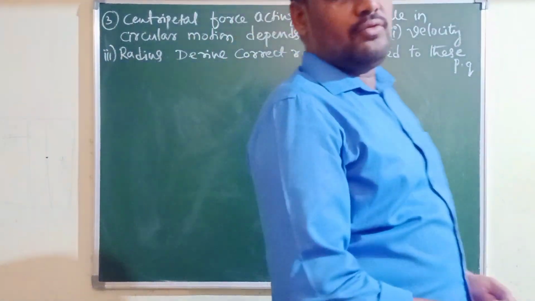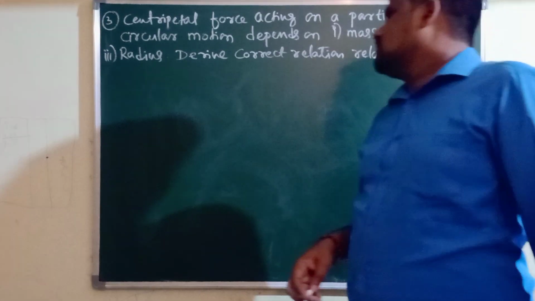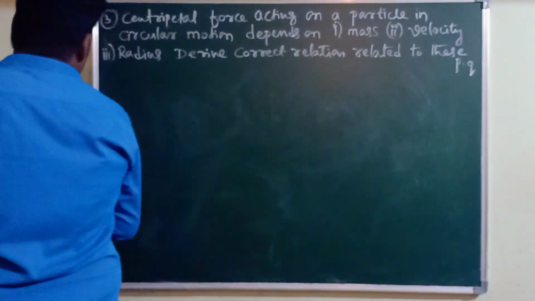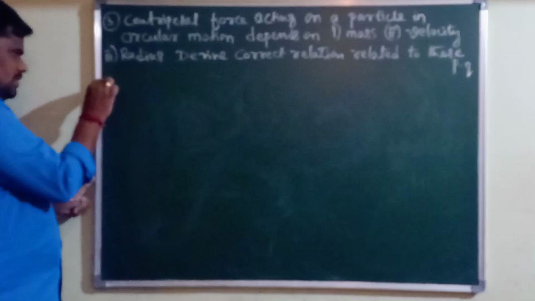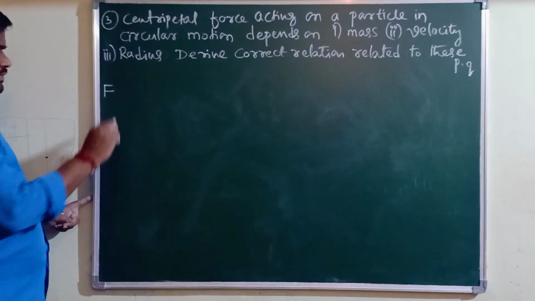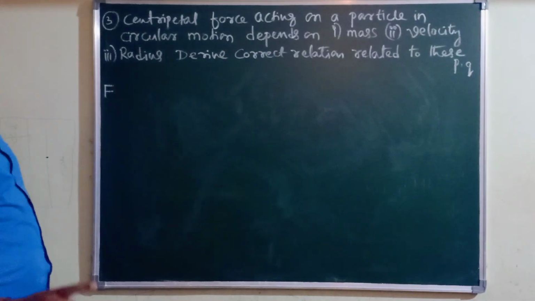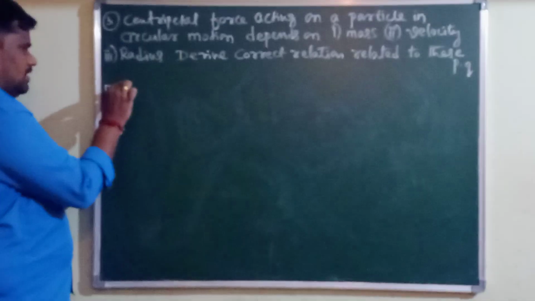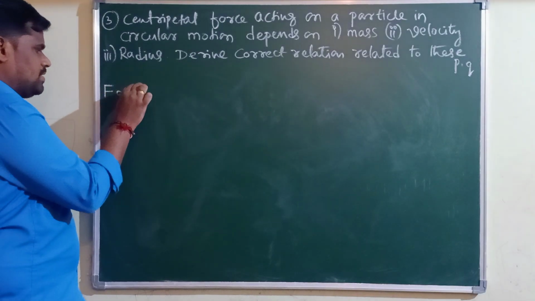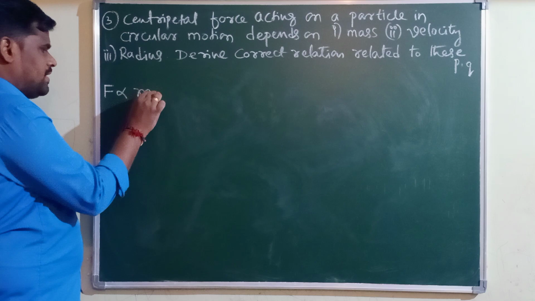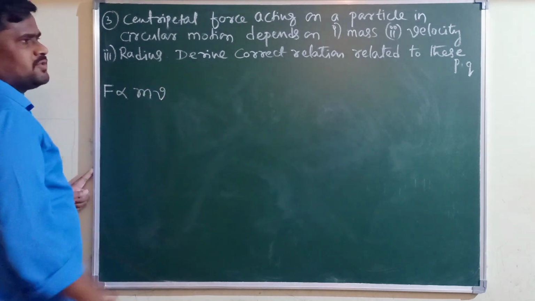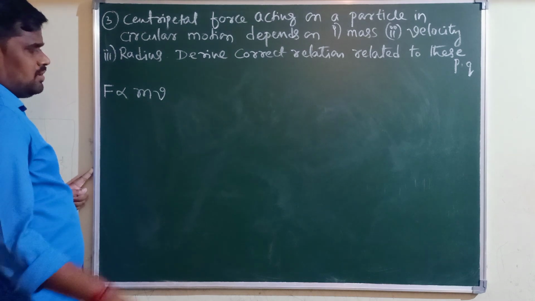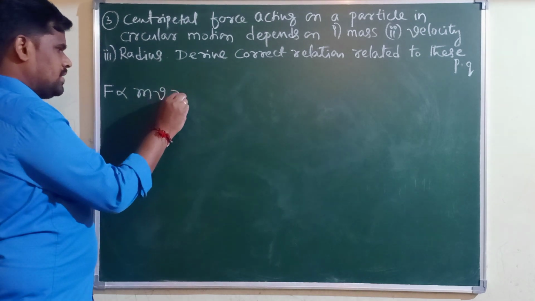Centripetal force. Okay. They have clearly given centripetal force is F. It depends on three parameters. F depends on three parameters. First parameter, it depends on mass. Second parameter, it depends on velocity. Third parameter, it depends on what?